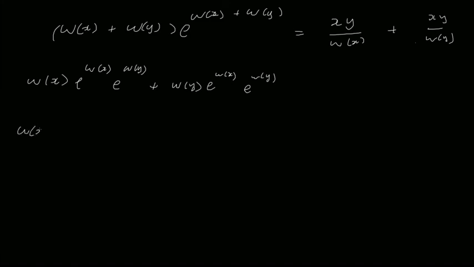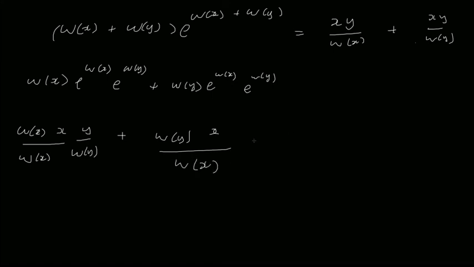So we've got a w of x multiplied by an x and divided by a w of x, multiplied by y divided by w of y, plus w of y. I think you can see exactly why this is going to be true. It'll be an x over w of x times y over w of y.